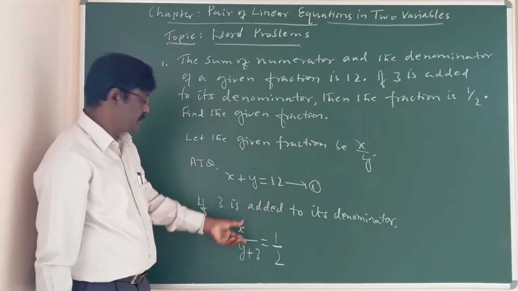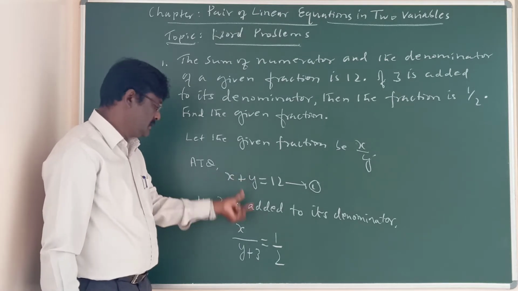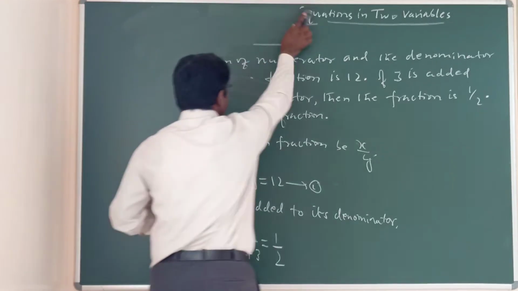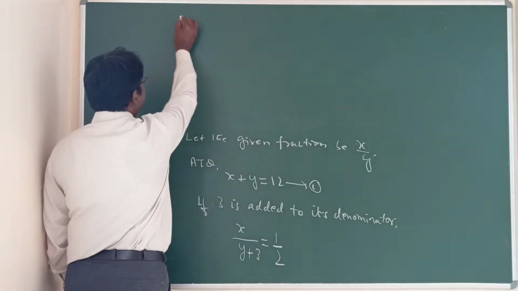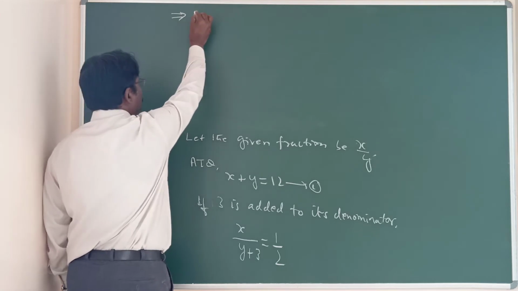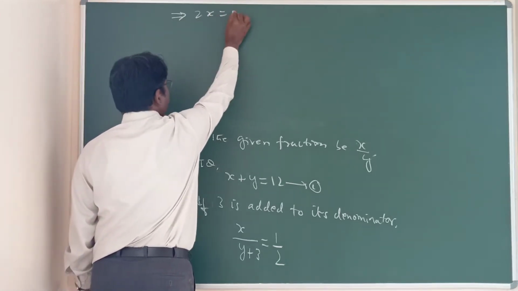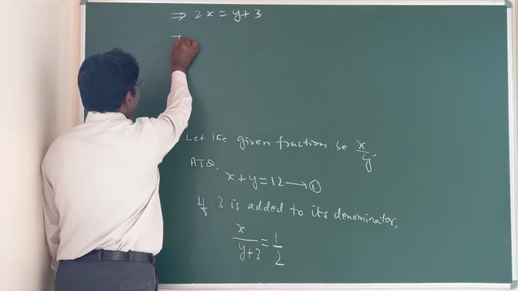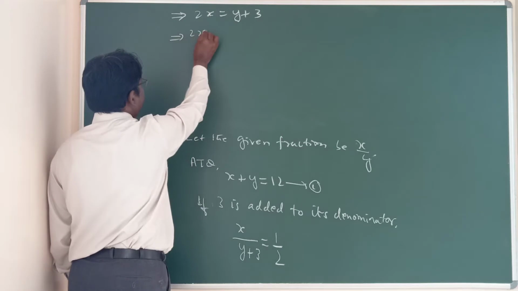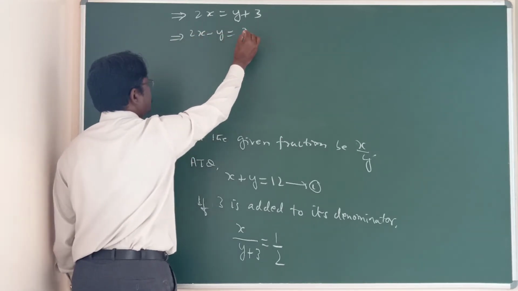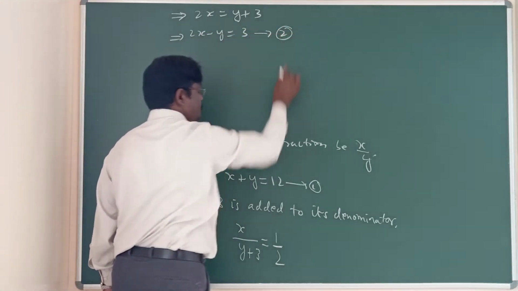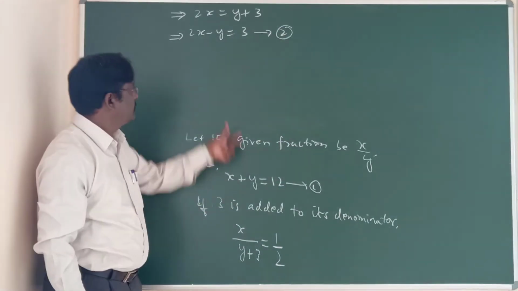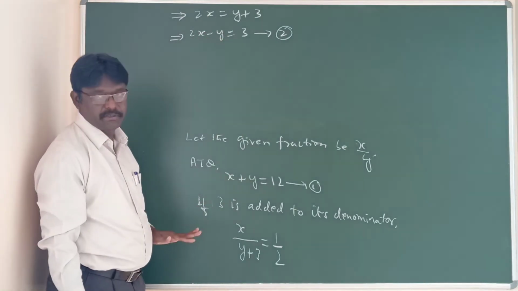Now we have to get that original fraction. We already have equation 1. Now let us get equation 2. This implies 2x equal to y plus 3. Cross multiplication is done. Now this implies 2x minus y equal to 3. Let us call this equation 2. So thus we have a pair of linear equations in two variables.